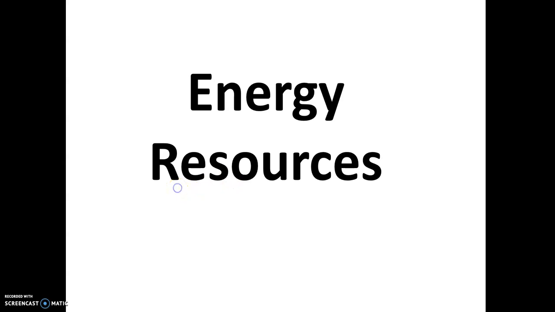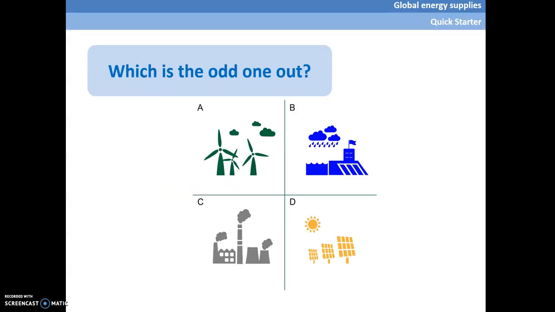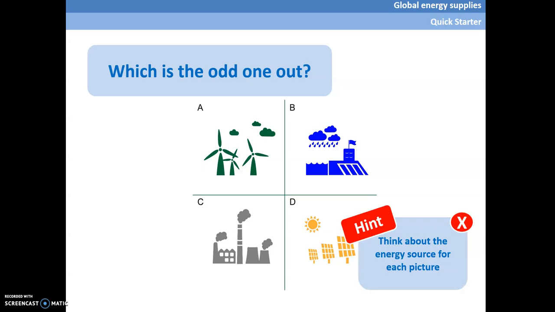First little job, I've got a little starter. We have 4 pictures and I want you to think about what's the odd one out. Which one of these doesn't fit the pattern? Okay, we've got a little bit of a hint. Think about the energy source for each picture. Maybe think about the energy transfer. There's more than one answer. So maybe pause the video, have a think, maybe jot down an answer, jot down a letter, A, B, C or D. And think about the reason why.